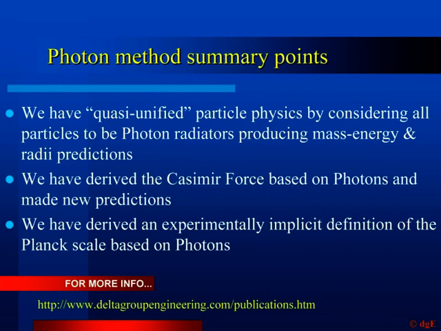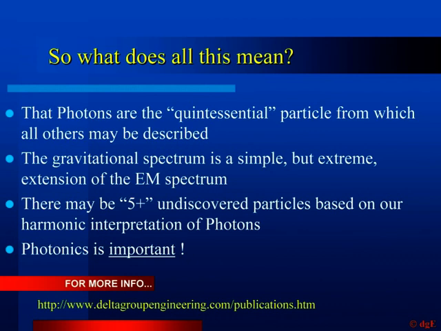So, what are the photon method summary points? 1. We have quasi-unified particle physics, by considering all particles to be photon radiators producing mass energy and radii predictions. 2. We have derived the Casimir force based on photons, and made new predictions, and 3. We have derived an experimentally implicit definition of the Planck scale based on photons.